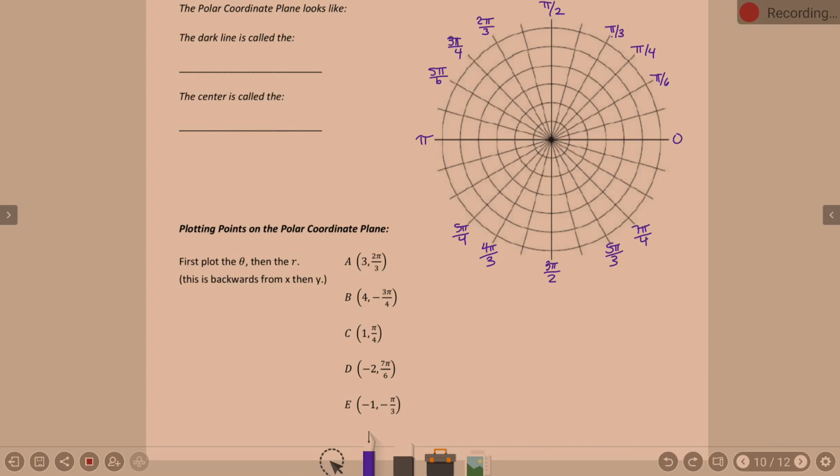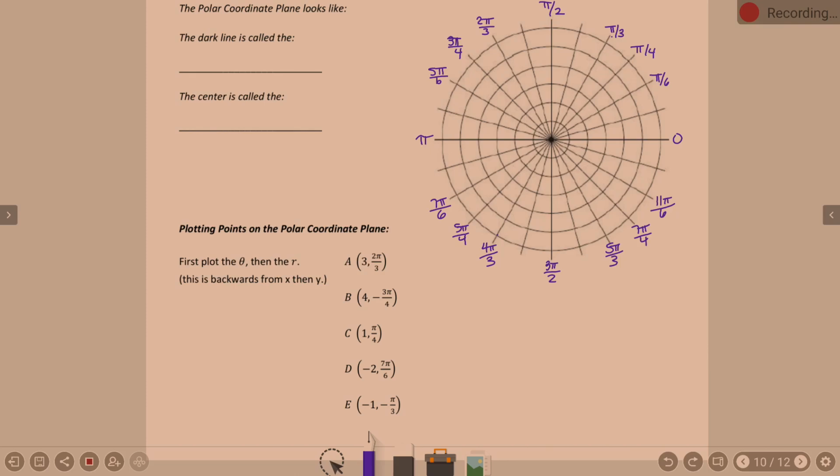We do the same going around the bottom. So going around the bottom, 2 lines more, and I'm at 7/6. 2 lines, and I'm at 8/6, which is 4/3. 2 lines more, and I'm at 9/6, which reduces to 3/2. 10/6 reduces to 5/3. And 11/6 I have to write in. And then 12/6, of course, is 2 pi.